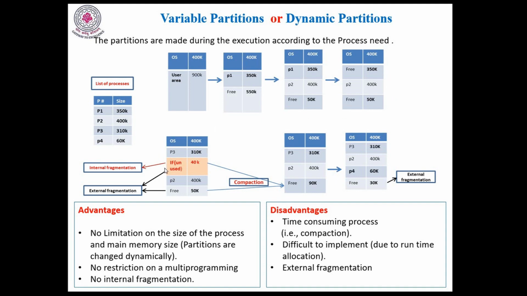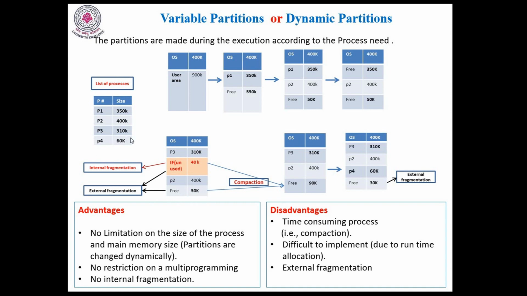Look into this. Now P3 is trying to enter into the main memory. The requirement is 310K. But the memory available here is 350K and 50K. As per my requirement of 310K, sufficient size is available. So now P3 is loaded into this partition. Once it is loaded into this partition, here 310K is my requirement and the unused area is 40K. This 40K is called internal fragmentation, and the free space available is 50K.